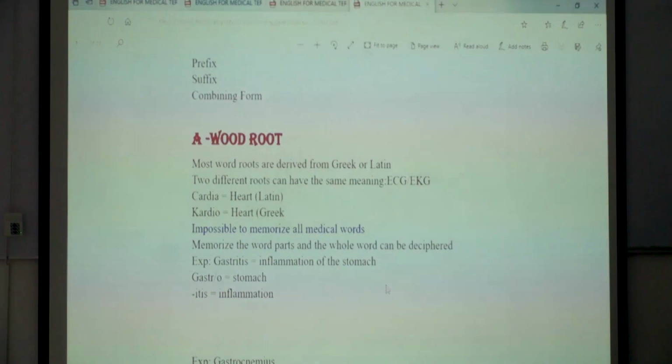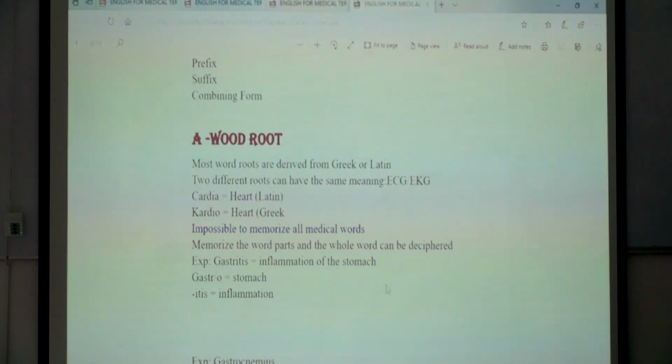Osteomyelitis, the same. It is root, vowel, root, and suffix. Is it clear? We give another example. Pericarditis. It is prefix, root, and suffix. Pericarditis. It is peri, the prefix, card, the root, and itis, the suffix.